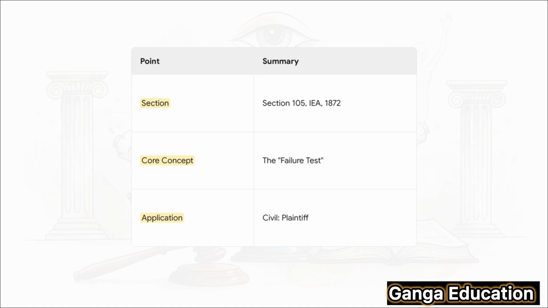All right, time for a super fast revision. When you're in that exam hall, just remember these 3 things. 1, the section number, 105. 2, the core idea, the failure test. And 3, its application, on the plaintiff in civil cases and on the prosecution in criminal cases.